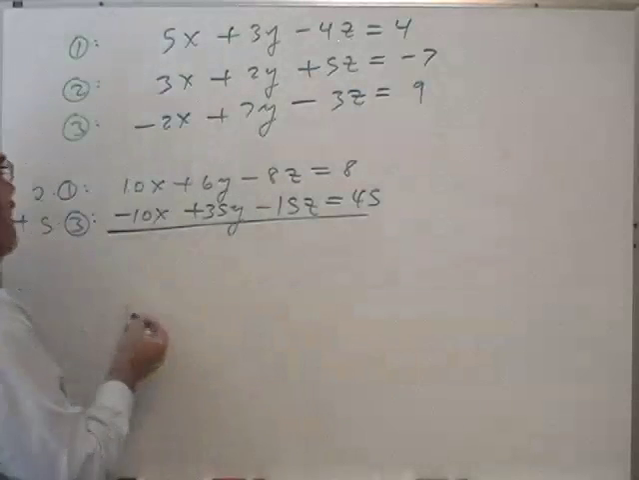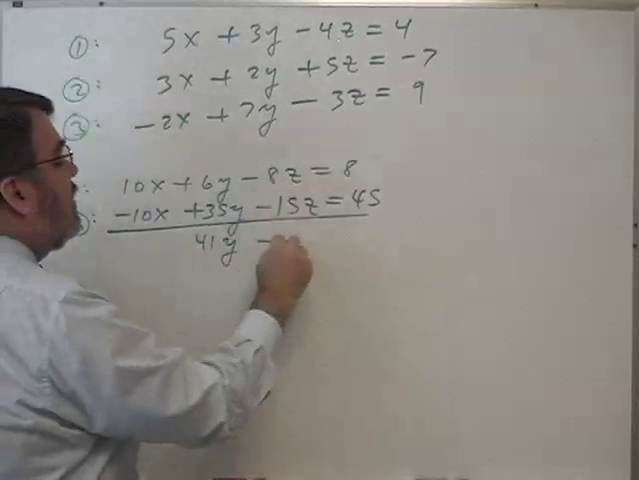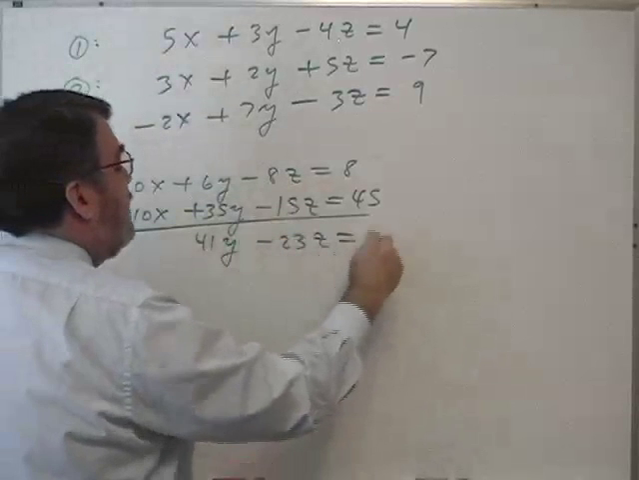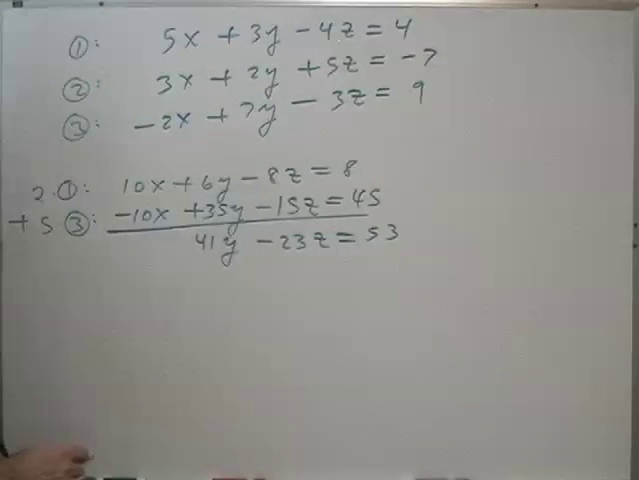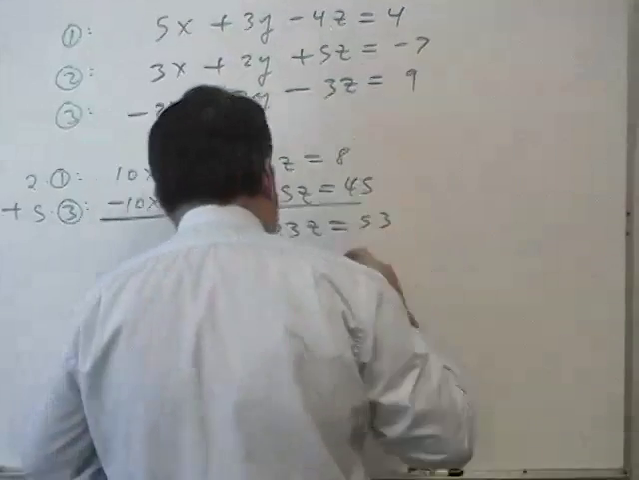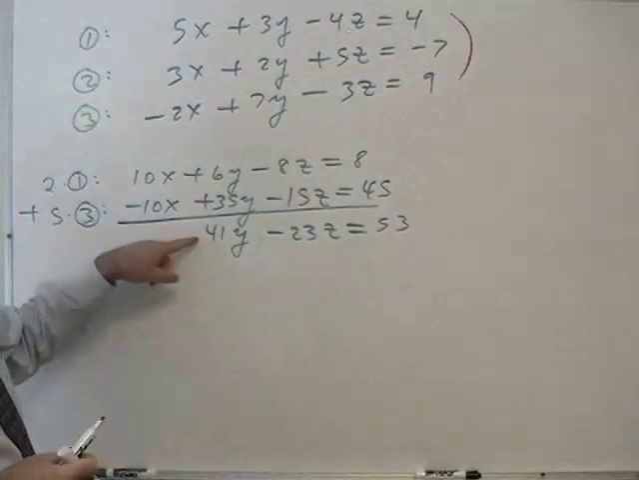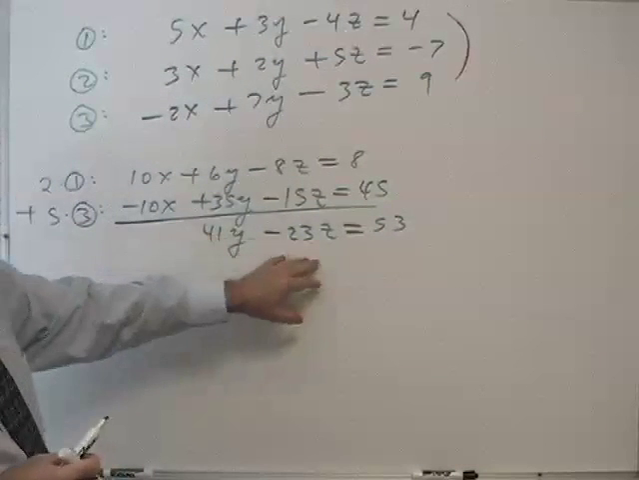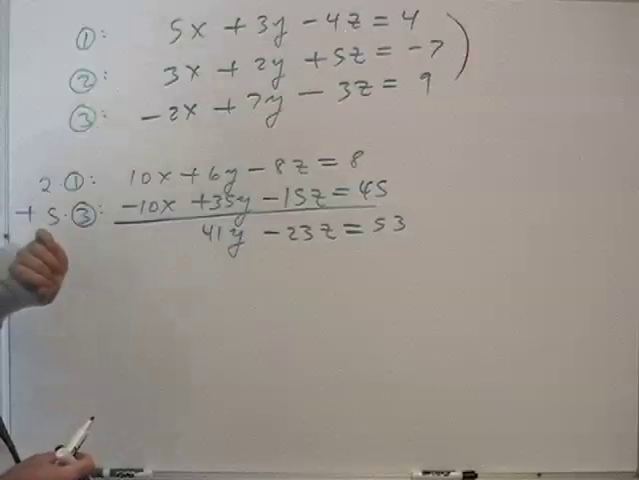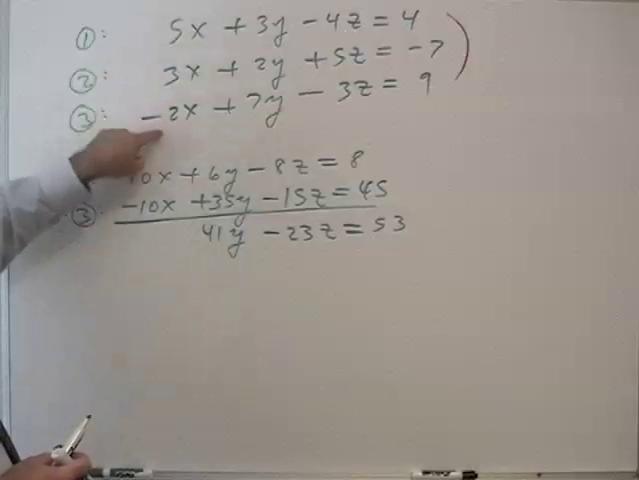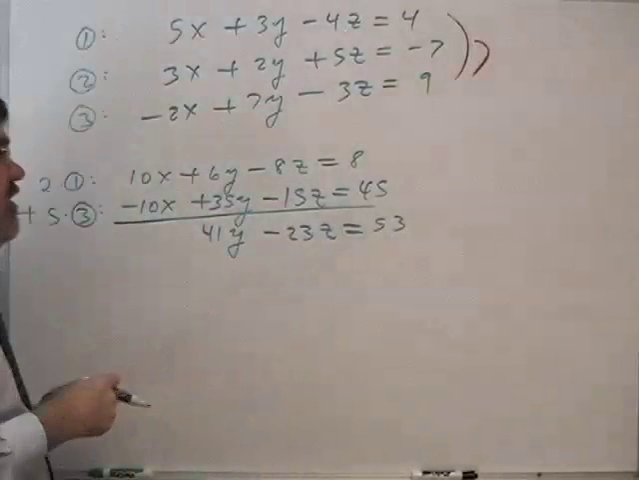Alright, so add these equations. The x's cancel. I get 41y minus 23z equals 53. So this was using the first and third equations. And now we need another equation, because I can't get a number for y or z out of one equation. I need 2 equations with y and z. So I need to make a separate combination here. And I'm going to pick on equation 2 with equation 3.